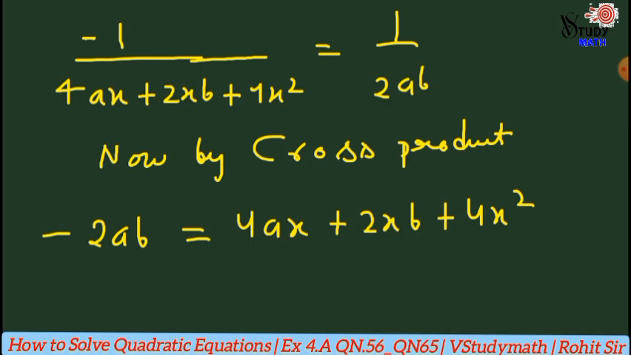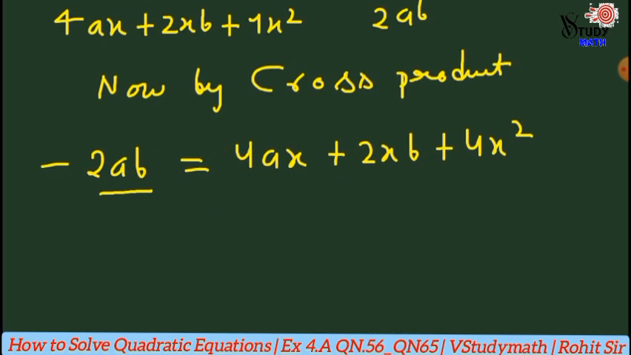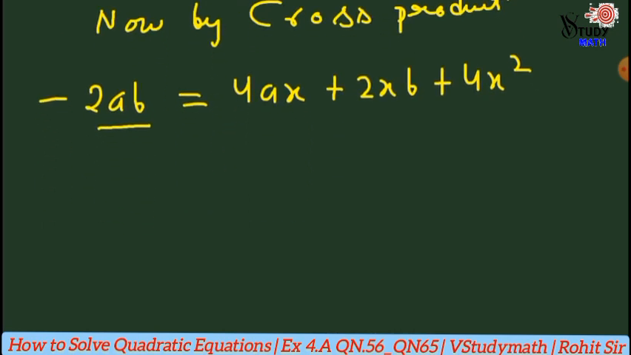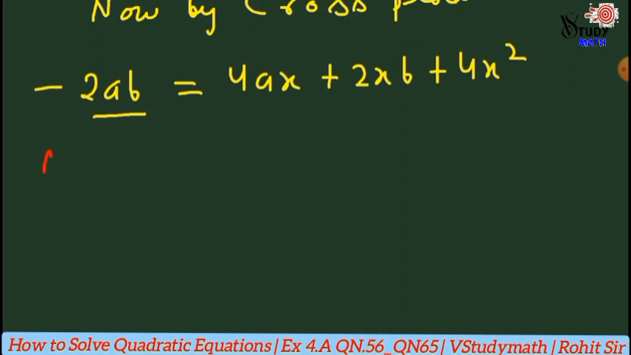Now when this negative 2ab goes to the right hand side it becomes positive, and we can write it in the form of a quadratic equation: 4x square plus 2xb plus 4ax plus 2ab is equal to 0.